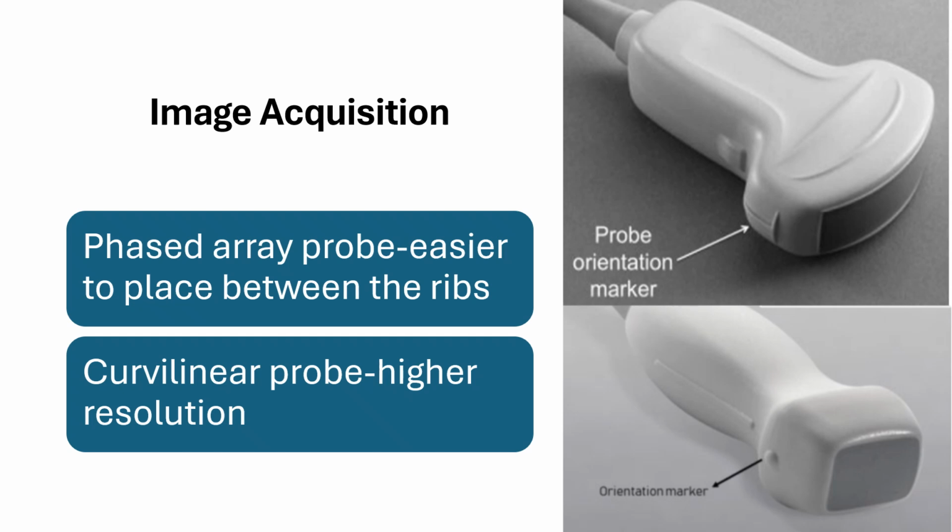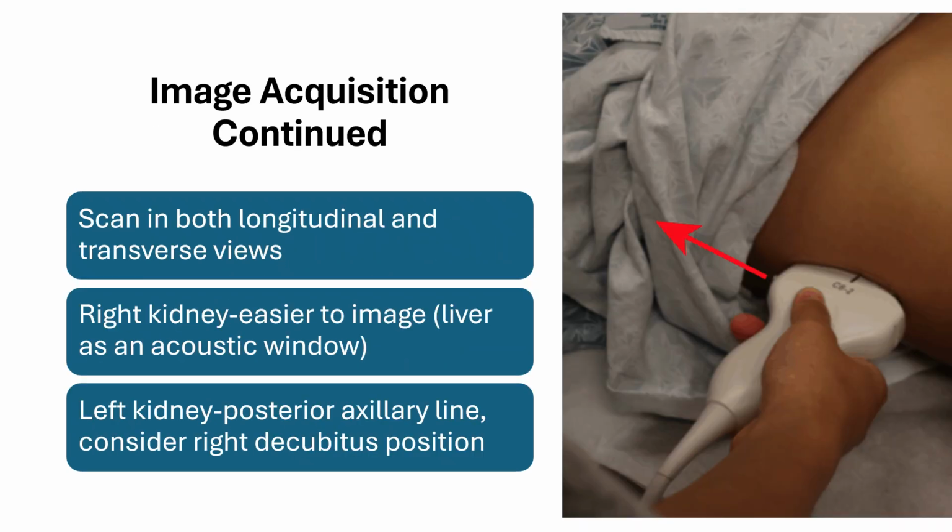Also, in a small adult population, such as patients weighing less than 30 kilograms, for example, and in children, the linear probe can potentially be used. So you can see the proper ultrasound probe orientation on the right part of the screen. For comprehensive point-of-care ultrasound, you have to use both longitudinal and transverse views.